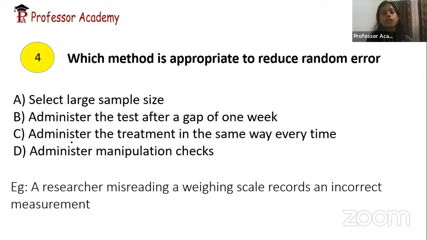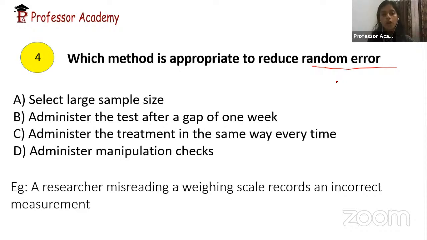So first of all, let's understand what is random error. Random error could be understood with the help of the given example. A researcher misreading a weighting scale records an incorrect measurement. So while measuring the weighting scale, due to some error or problem, he incorrectly recorded it. So what happens? There comes the picture of random error. Random error comes out of the misinterpretation or misreading over the recordings during the recording time.